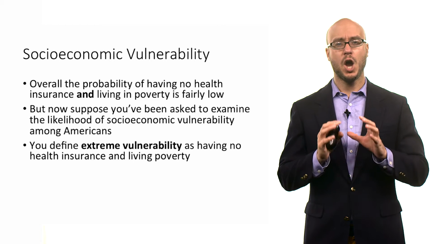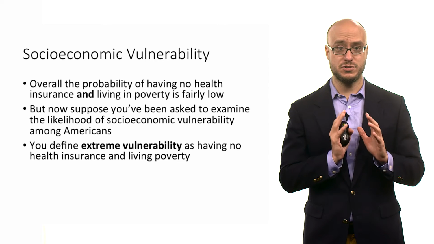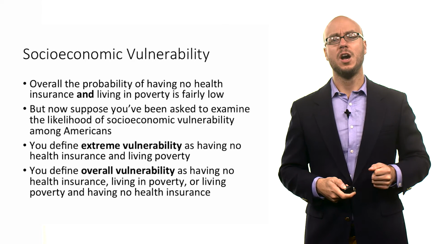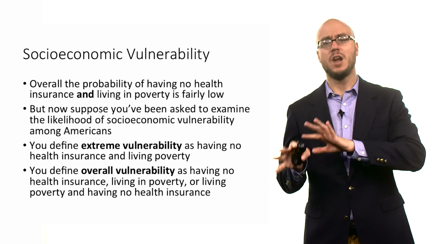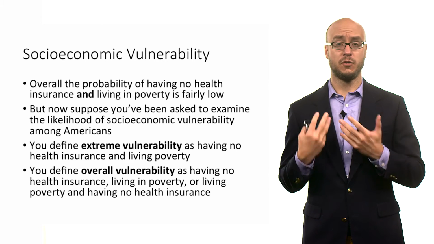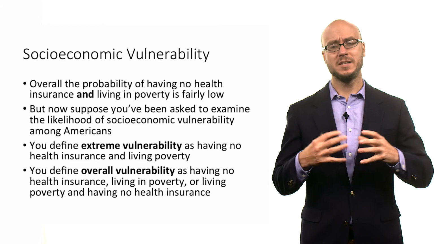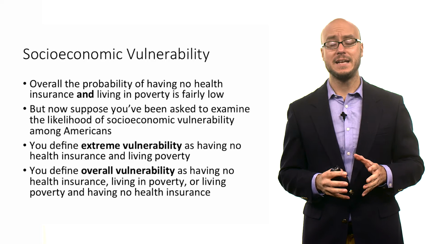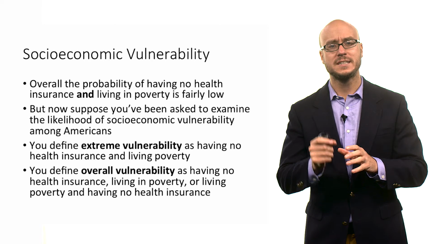So we might say extreme vulnerability, so you're really in a bad situation if you have no health insurance and you're living in poverty. That's a really worst case scenario. But you're still vulnerable in a socioeconomic way if you don't have health insurance, but you're not poor. Or we might say you're vulnerable if you are poor but have some kind of health insurance. So what's the overall measure of socioeconomic vulnerability defined as somebody who has no health insurance, is living in poverty, or is living in poverty and doesn't have health insurance?